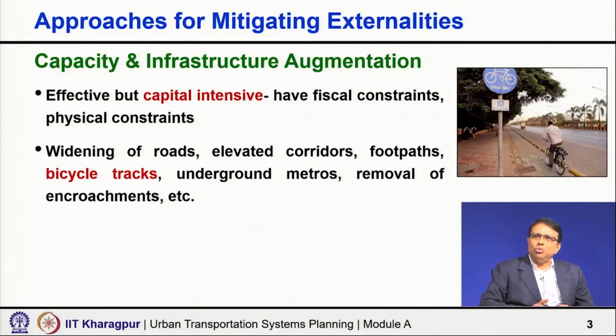So, although this is effective, one, it is capital intensive and requires a lot of funds. The second is, in many cases you will not even be able to augment capacity because of these physical constraints, or spatial constraints. But if we can do that, if we widen roads, have elevated corridors, underground systems, if we widen the footpath, if we develop bicycle tracks, then all this infrastructure can help a lot in so many ways. Footpaths and bicycle tracks will help promote sustainable transportation modes. That means people will walk, people will use bicycles, and therefore, in terms of energy, congestion, delay, emission, a lot of benefit will come.